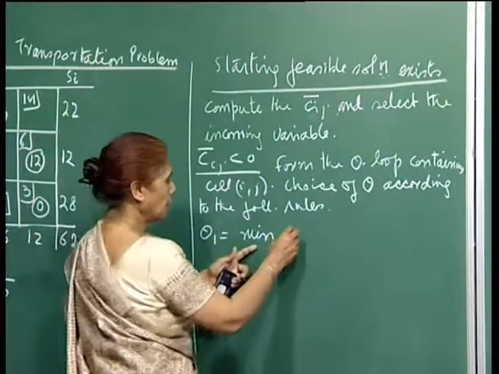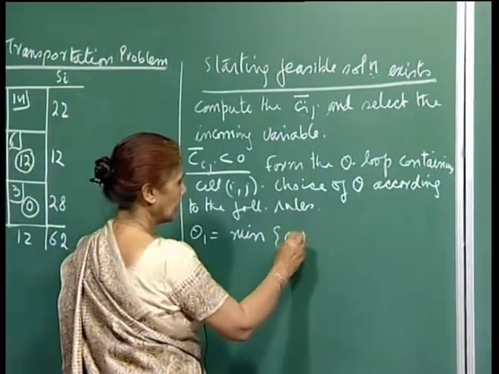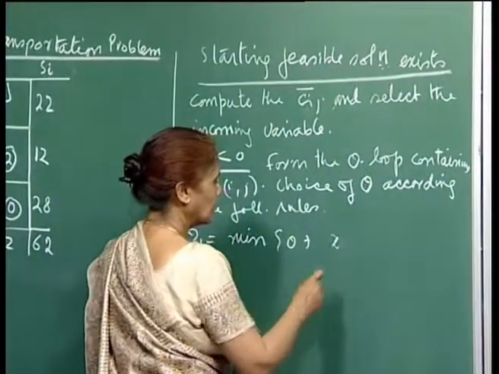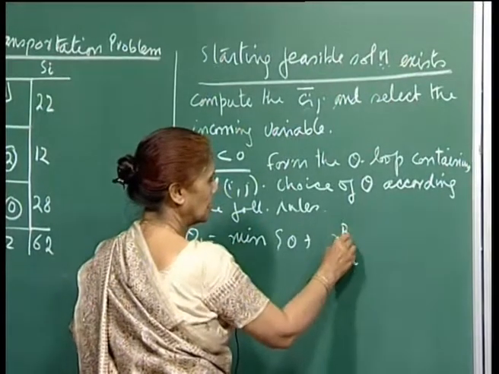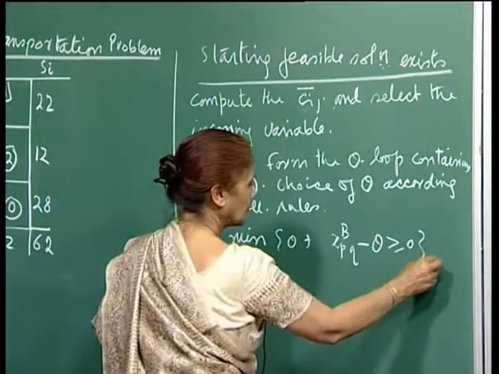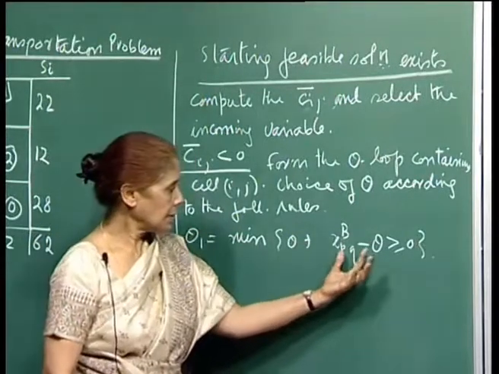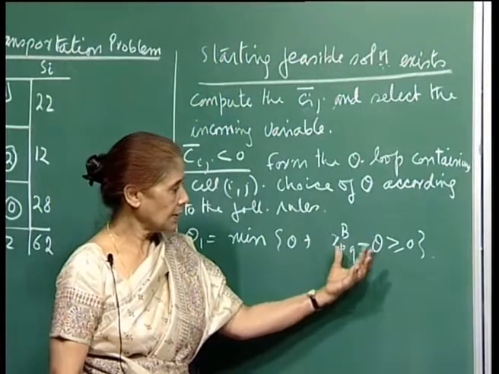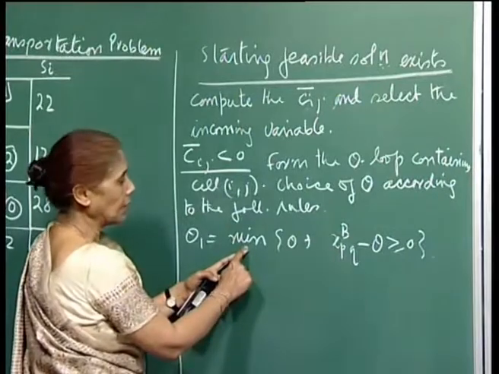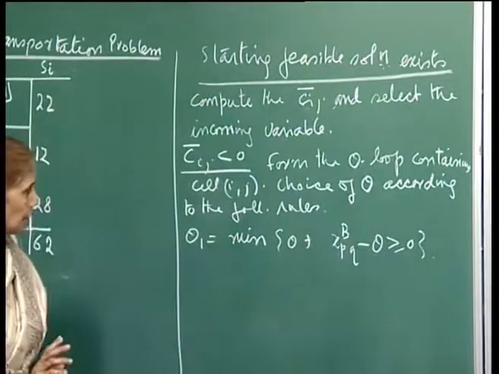So, this will be the minimum theta such that xpq (basic) minus theta is greater than or equal to 0. So, wherever the basic cell has the theta with the minus sign, it will change to xpq minus theta, and you do not want this to become negative. So, you choose the smallest theta so that none of the current basic variables becomes negative; it can become 0, right.